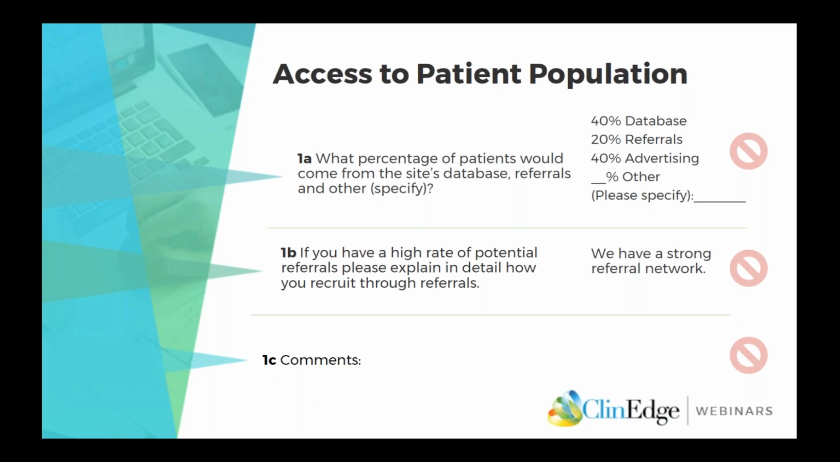And the second question is asking if you have any referral sources. They have that 20% up there, but in the second question, they just put, we have a strong referral network. That doesn't really do a whole lot. That's basically saying the same thing as 20%. That's a strong number for a referral network. It's not doing you or the sponsor any good, giving you any insight into the site. And this comment section they left blank, which is definitely a no-no. We don't want that.